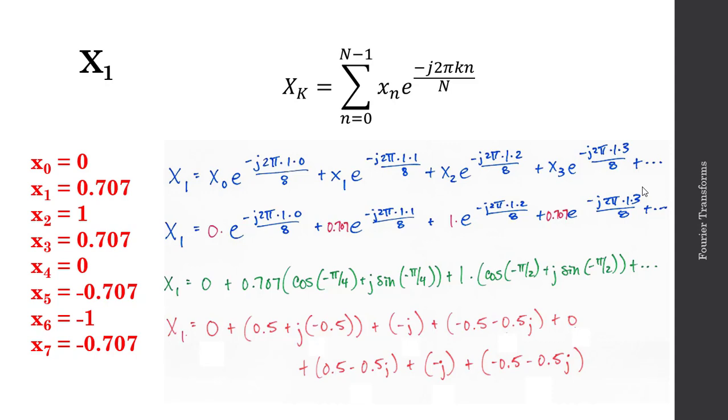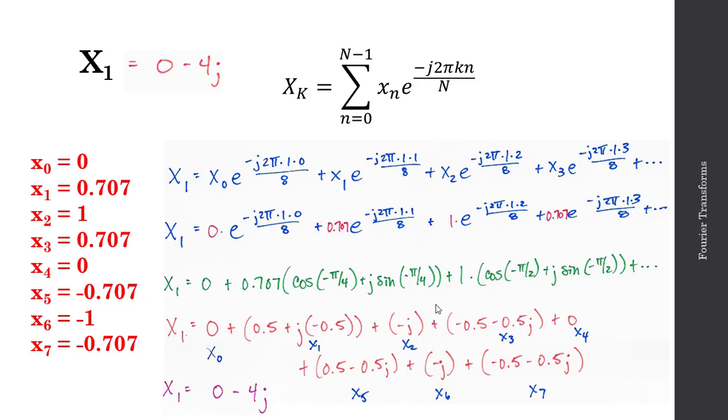And let's recall exactly what these terms are referring to. My 0 is a result of my x sub 0 term. This 1/2 plus j times minus 1/2 is a direct result of our x1 term. And this minus j is a direct result of our x2 term. And if we total everything up, what we find is that our X1 term is equal to 0 minus 4j. So my first frequency bin has a complex coefficient of 0 minus 4j.